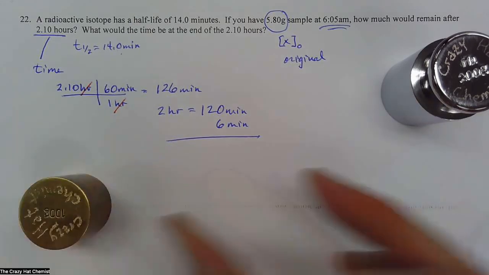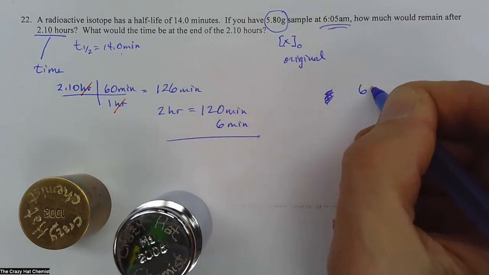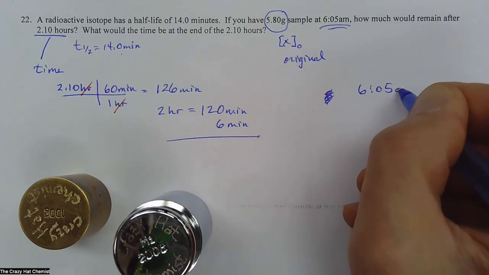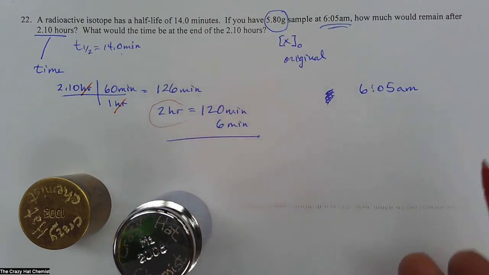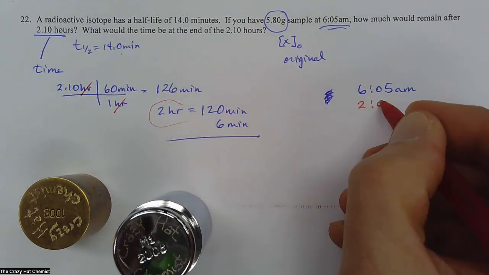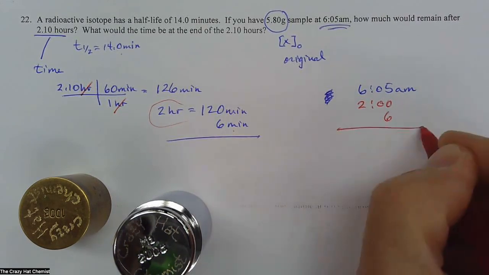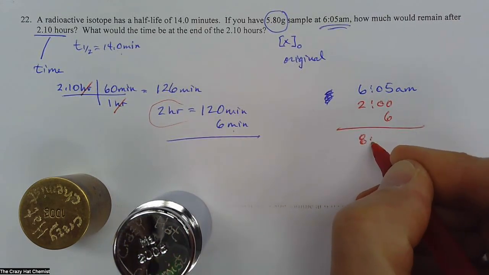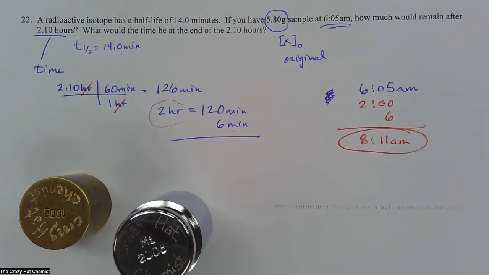So if we start off at 6:05 a.m. and we know that 2 hours is 120 minutes, we're going to add 2 hours to this, and we're going to add another 6 minutes to that. So that will be 8:11 a.m. will be the ending time of this. Hopefully that makes sense. So we've got that part nailed.